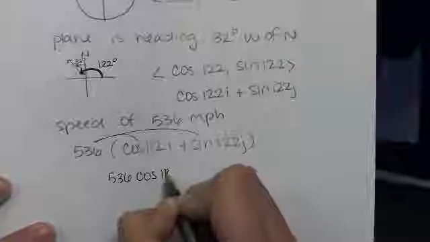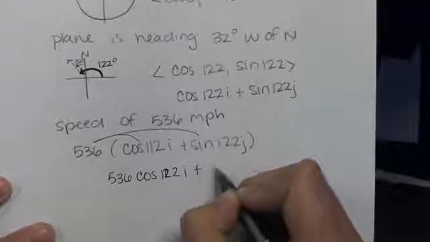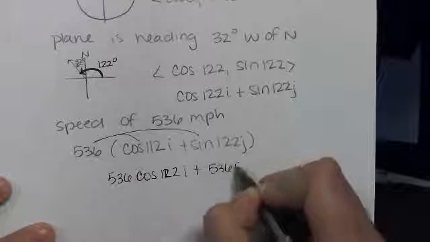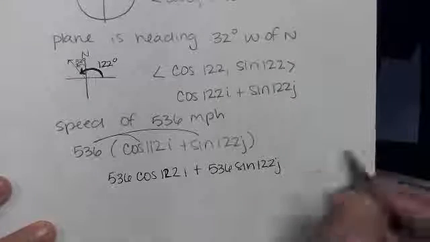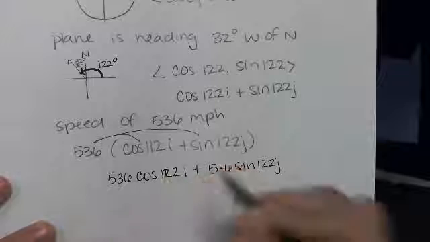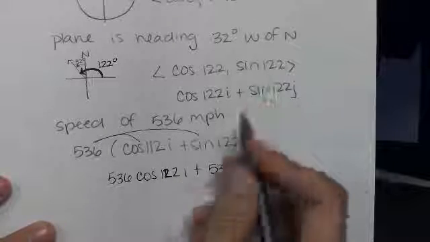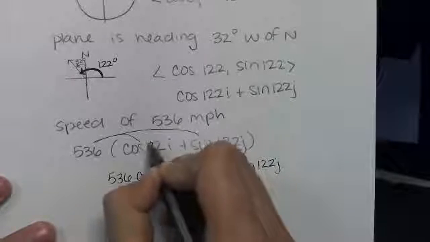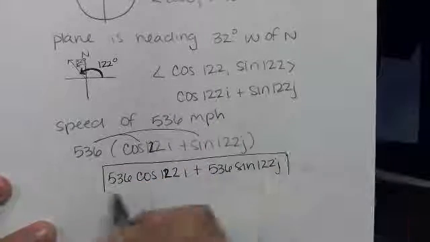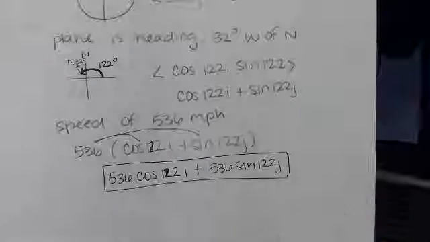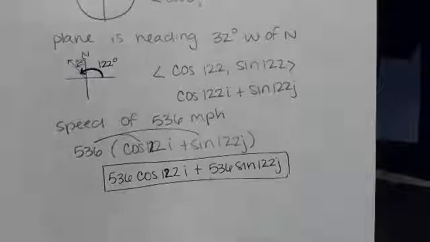Oh yeah. Sorry, I didn't mean to write 112. I wrote 112, but it was 122. Sorry. Okay. So that would be the vector that represents the speed and the direction. That's all you have to do.